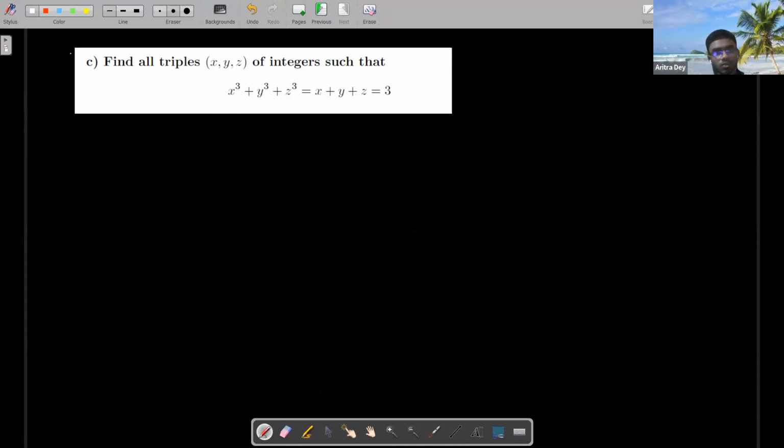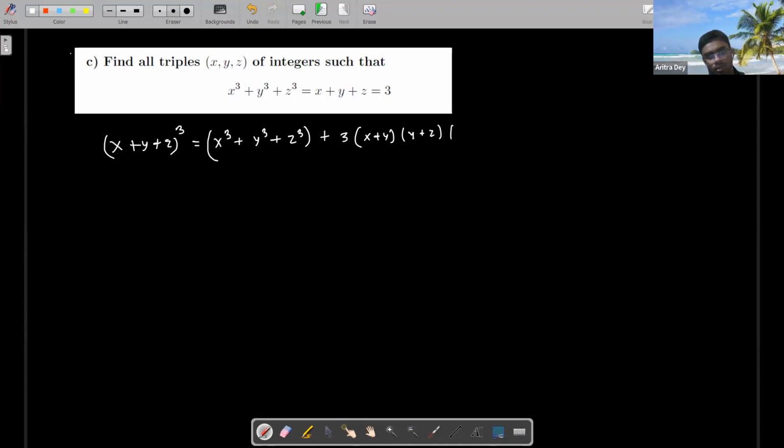Yeah, Saurabhi. So exactly. I already said this thing: x plus y plus z, that whole cube formula, right? That is x cube plus y cube plus z cube plus 3 into x plus y, y plus z, and x plus z, right? This is the thing.